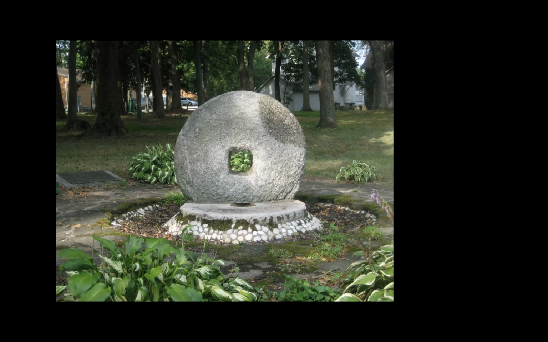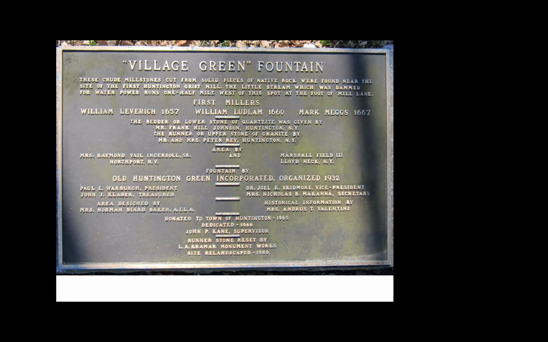To celebrate and commemorate the donation of those first 4 plots I showed you, Old Huntington Green had this fountain created from 2 of the millstones from the original mill in Huntington that was up on Mill Lane. The millstones were just lying in someone's backyard, so they brought them over here and created the fountain, which unfortunately has not worked for years, but it would be nice if we could ever get that up and going. Here's the explanation of the Village Green fountain.